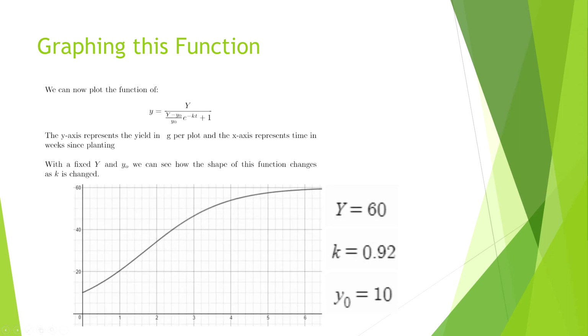The graph is steeper for higher values of k. This is because the rate of growth equals ky multiplied by 1 minus y over y max, so a higher k results in a faster rate of growth.